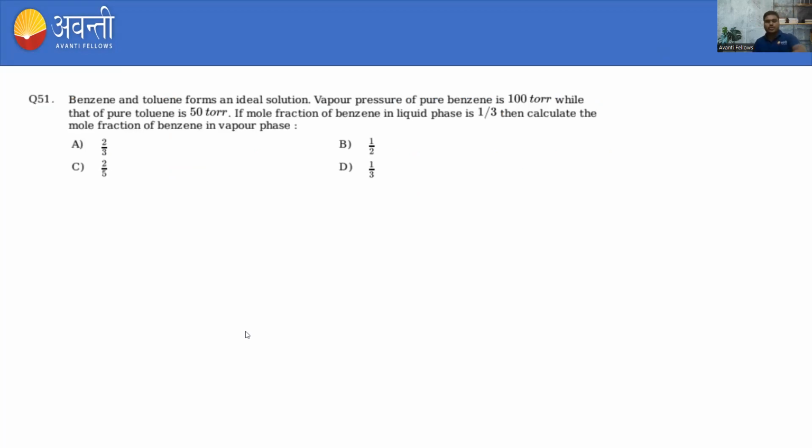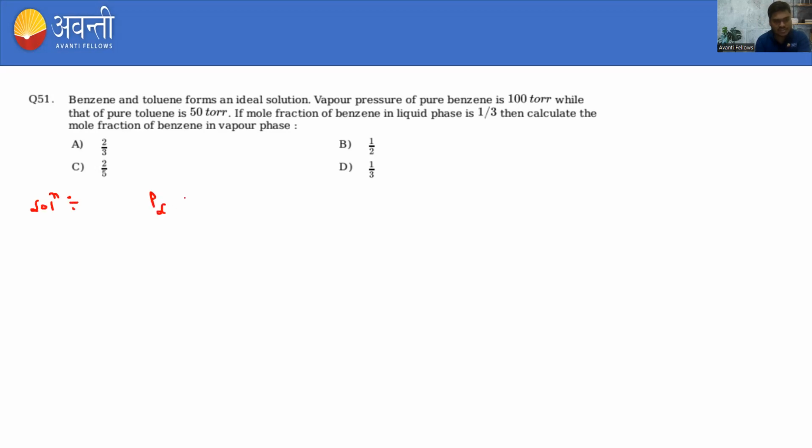Right. So let's see question number 51. Basically, benzene and toluene form an ideal solution and the vapor pressure of pure benzene is 100 torr while that of pure toluene is 50 torr, right? If the mole fraction of benzene in the liquid phase is 1 by 3, then you have to calculate the mole fraction of benzene in the vapor phase. This is a very, very simple question from the chapter Solutions, right? So let me solve this question.